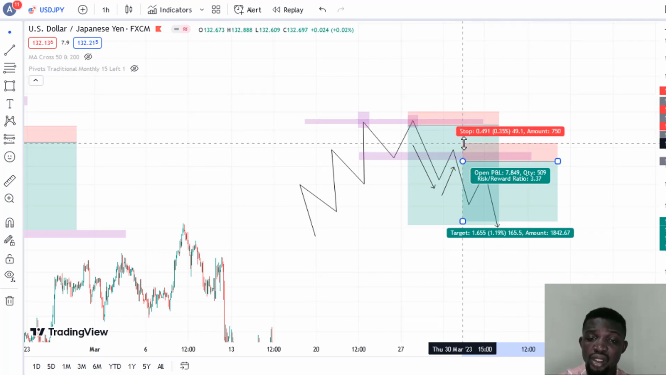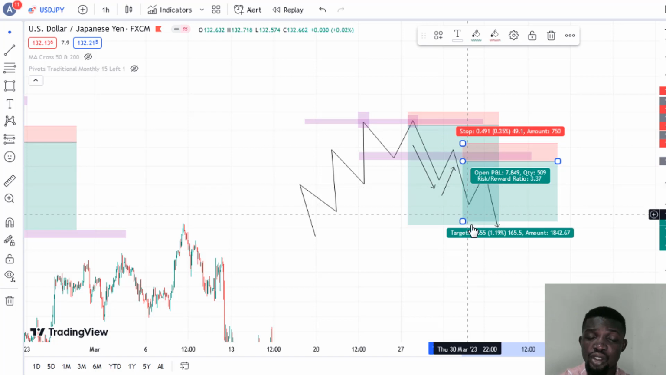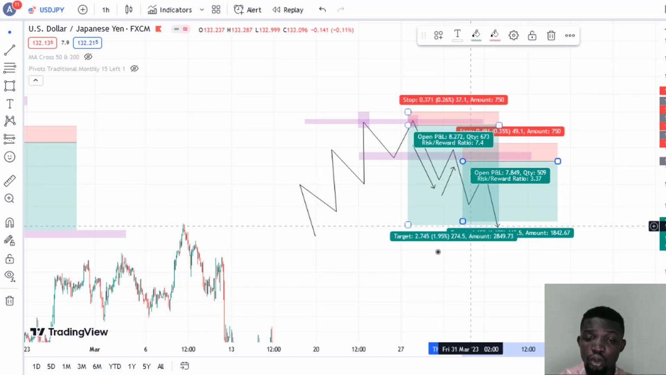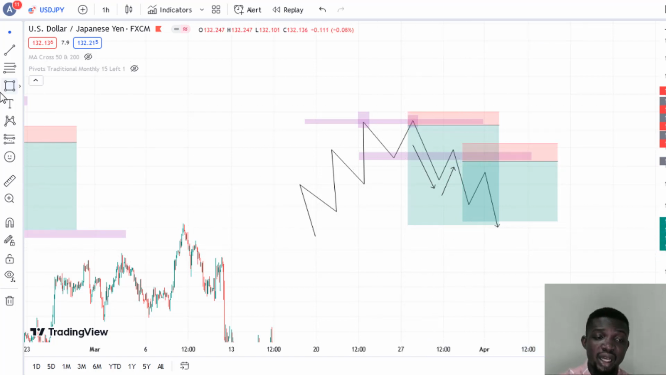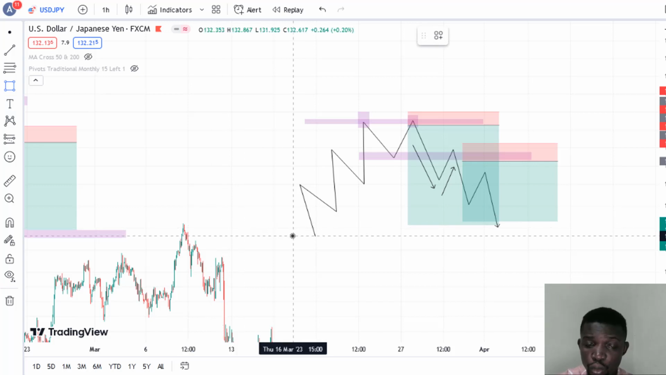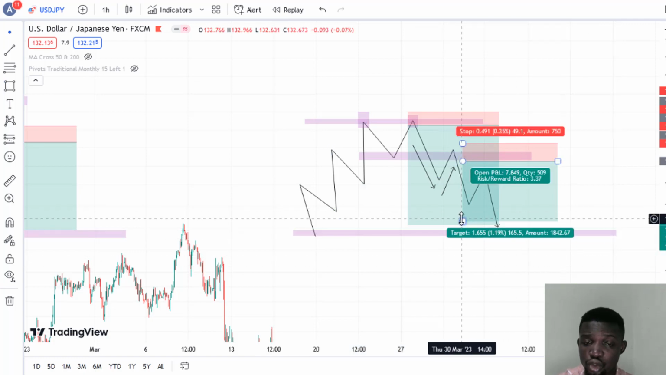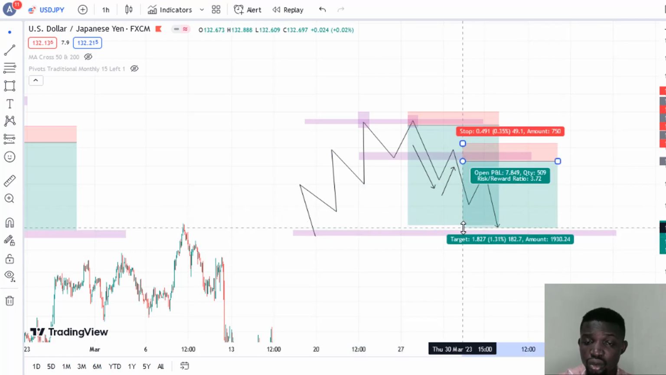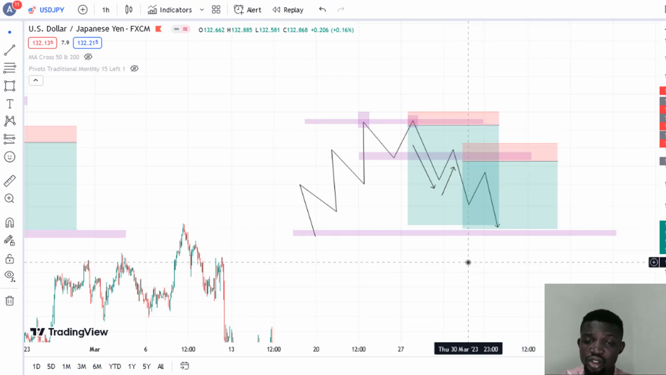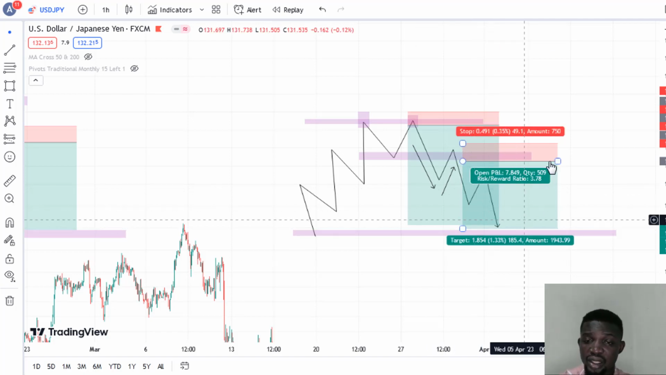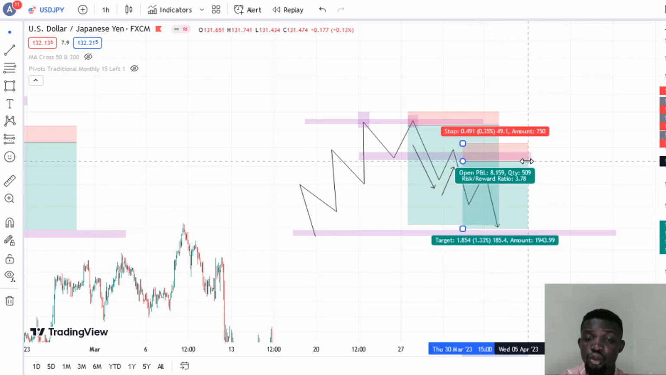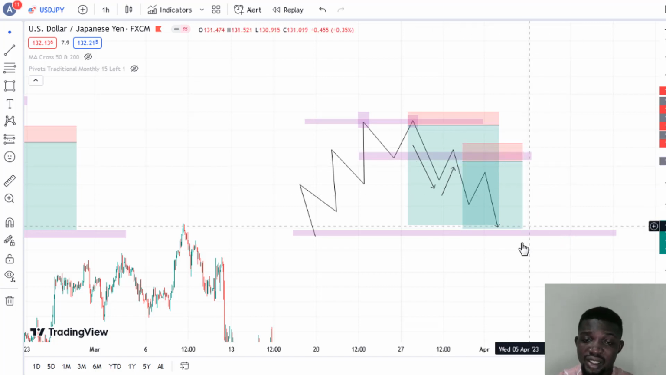Place your stop loss a little bit above your reversal candlestick. Then you project your take profit towards the support down here. Can you see now? So you project your take profit towards the support down here.